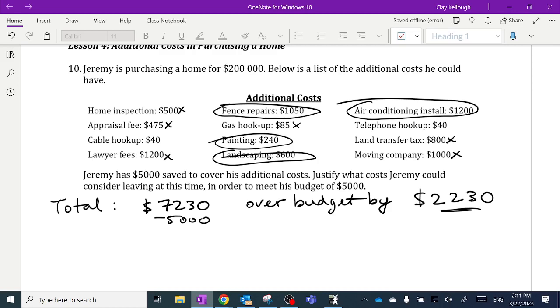Anyway, that's what I would do. If you minus all those, then you'd be under budget and you'd be good. And I think it'd be very hard to argue for any of the ones we put X's on as being things that we could put off. You can't for some of them for sure.